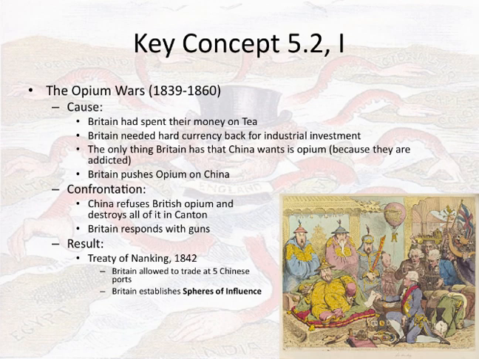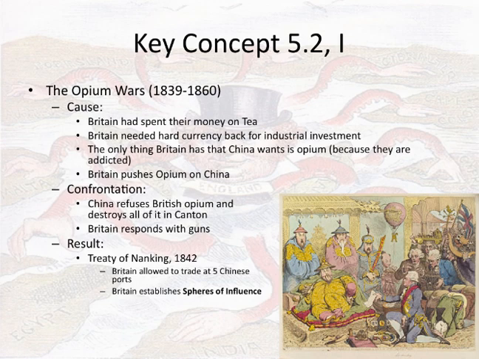This treaty allows Britain to trade at 5 Chinese ports now instead of one, gives them perpetual ownership of Hong Kong, and also allows them to establish what we call a sphere of influence. A sphere of influence is basically an area of China that Britain was allowed to control, basically pass laws to dictate and control the economy of. Okay, this is a sphere of influence.